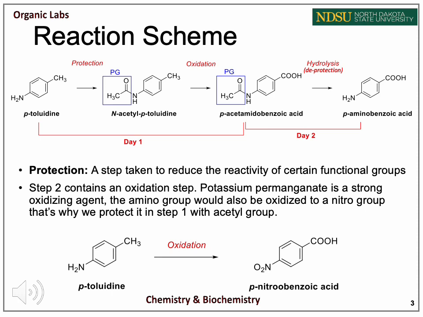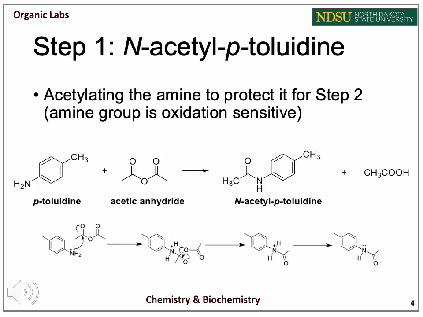Then, once the reactivity of that has been lowered, we are able to oxidize the methyl group and then use hydrolysis to remove the acetyl group, leaving us with our para-aminobenzoic acid. For step 1 of this reaction, we need to protect the amino group on our para-toluidine. We will be doing this through acetylation.